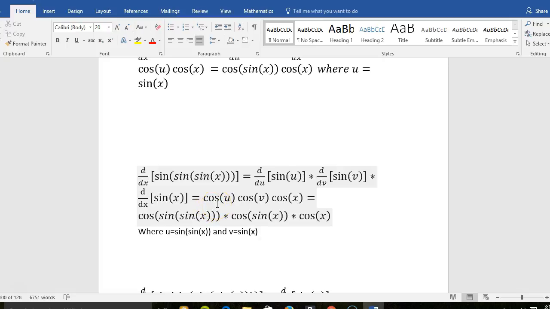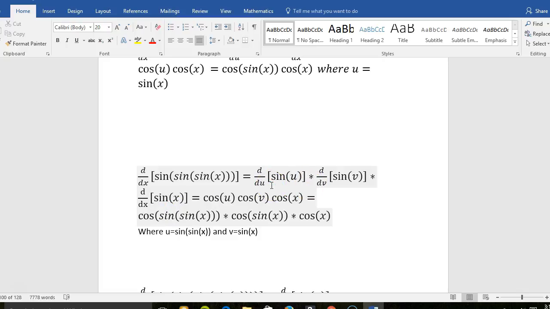Okay. Now here's what we're going to do. First, let's just do u. Well, let's see. What do I do here? I do d by du of the sine of u, which is fine, and I do d by dv of the sine of v, which is fine, times, I had to skip a line, d by dx of the sine of x. And this is just the chain rule.